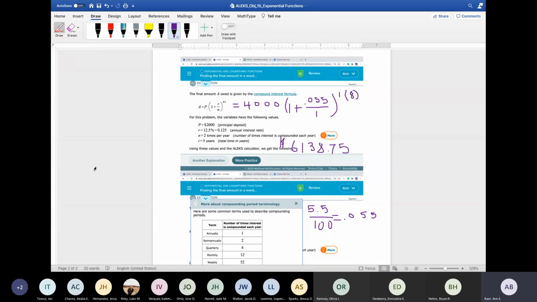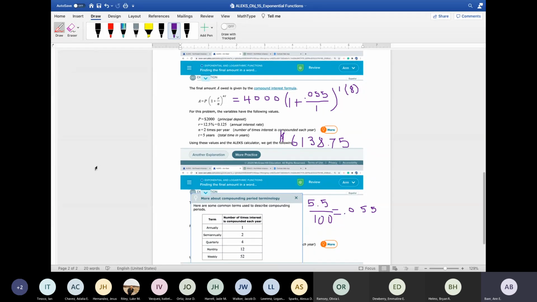So I marked up some of these problems already, but I don't know how long it's going to take me to erase it, and I'm sorry. Let me erase some of these so we can do this. I had a class right before this.